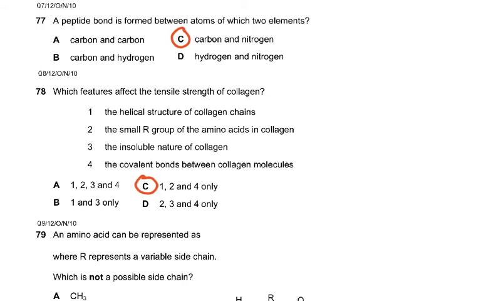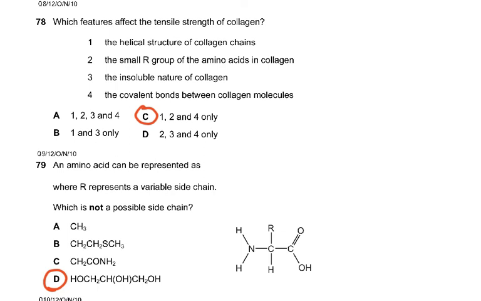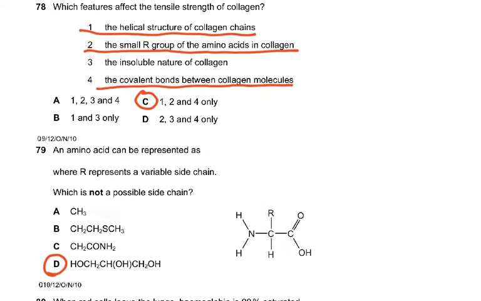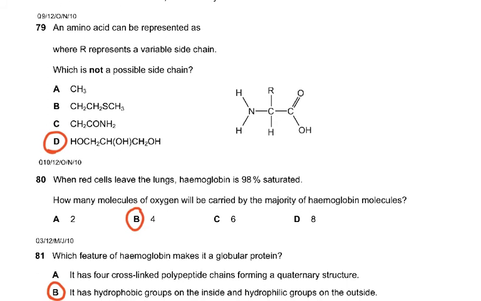A peptide bond is formed between atoms of which two elements? It's carbon and nitrogen. I've just shown you the peptide bond in the earlier diagram. Which features affect the tensile strength of collagen? It's 1, 2, and 4. The helical structure of collagen, the small R groups of the amino acids in collagen, and the covalent bonds between the collagen molecules. So the strength is because of these three things, 1, 2, and 4. Not the insoluble nature of collagen. That is not the reason why it's so strong.